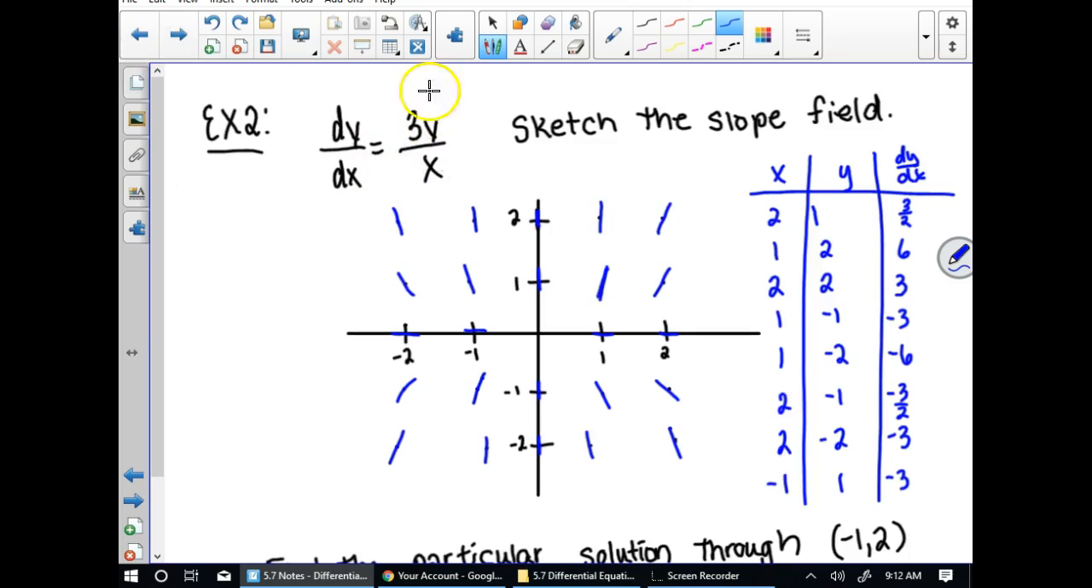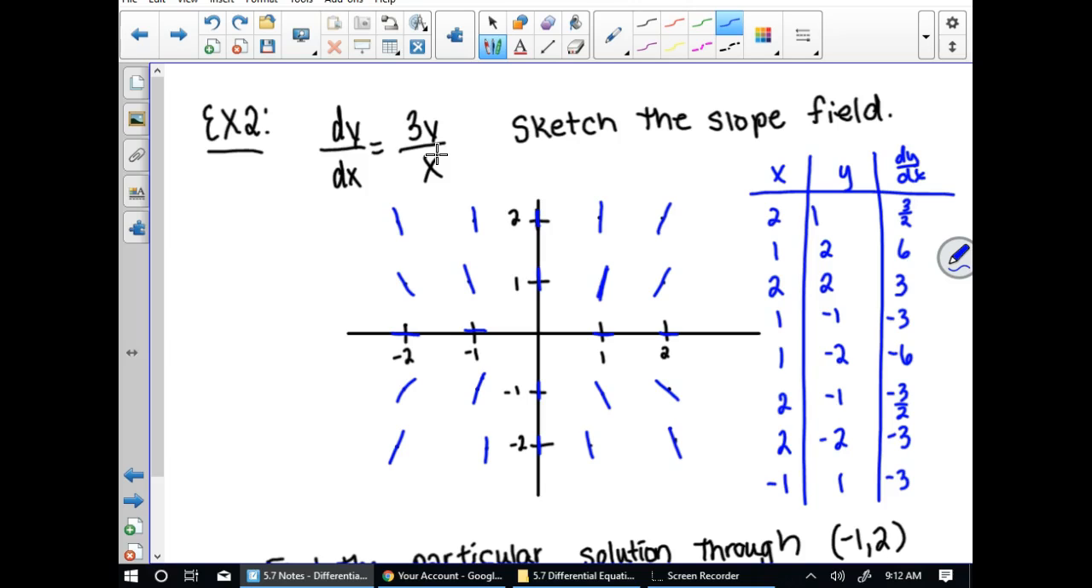But whenever you have an x and a y, you've got to do each point individually. Sometimes you can notice some patterns where you can kind of reflect or do something different, but you're going to have to do each point separately when you have an x and a y. Okay? Questions so far?